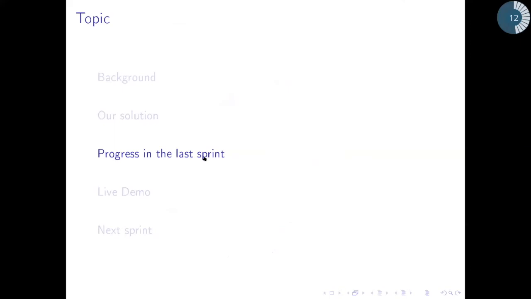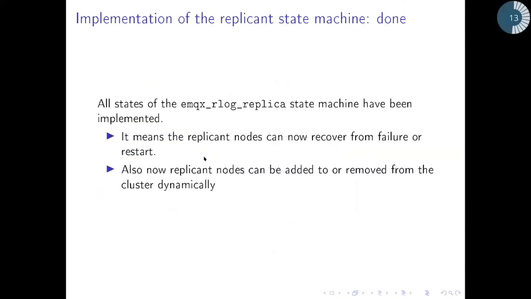And finally, I will start sharing what has been done in the last sprint. Quite a lot, actually. First of all, we finished the implementation of the replicant state machine. So it means the replicant nodes can now restart from failure, and we can add and remove the replicants from the cluster dynamically.